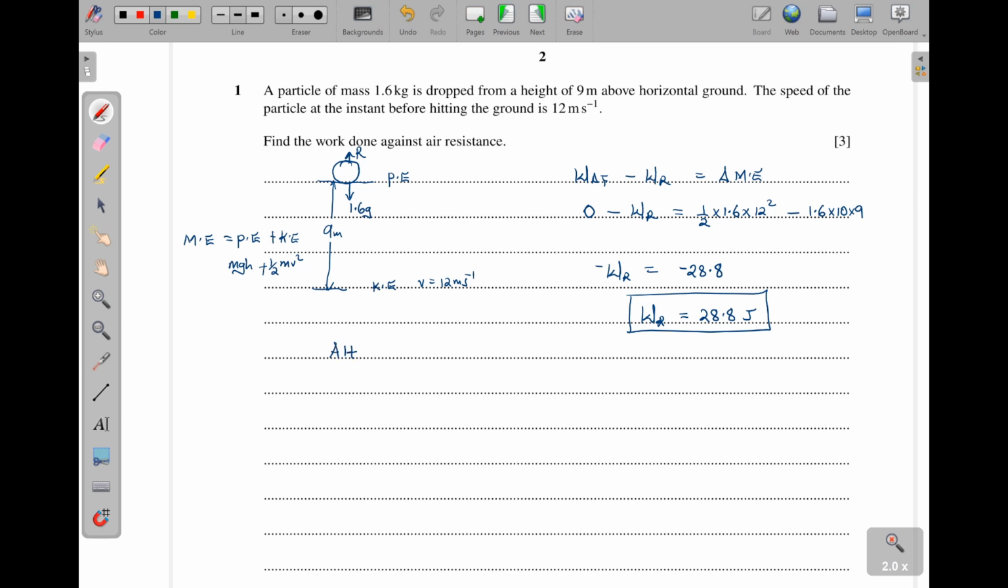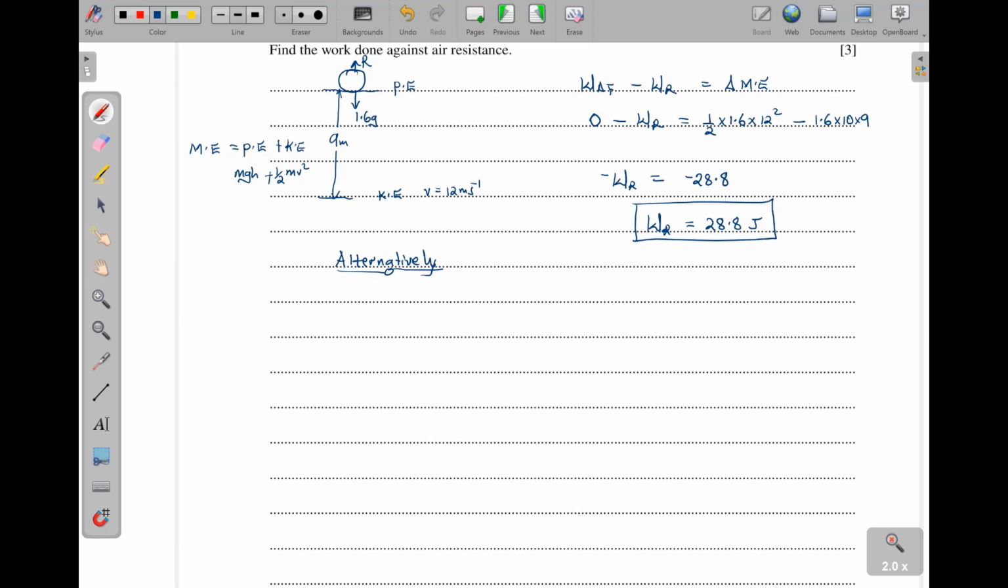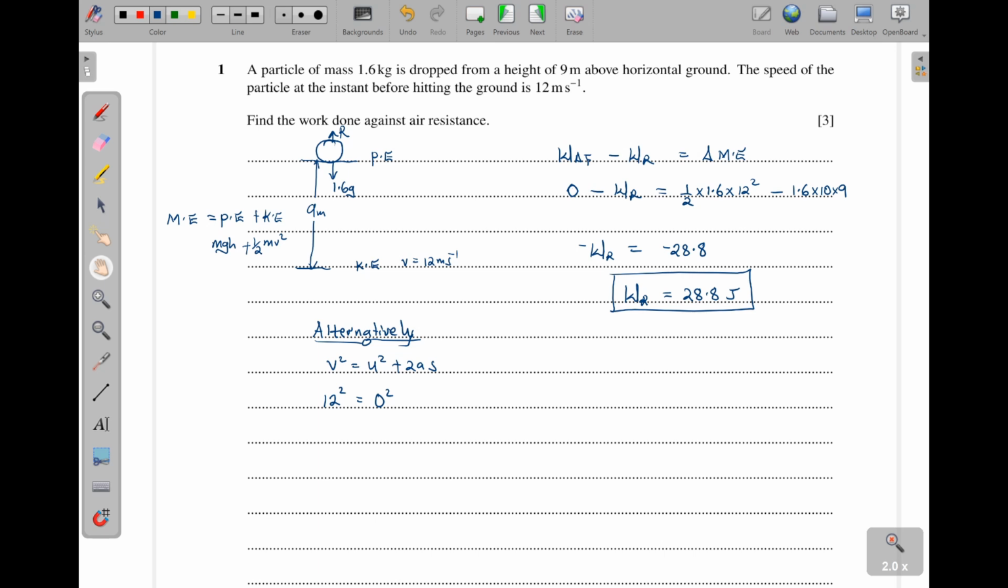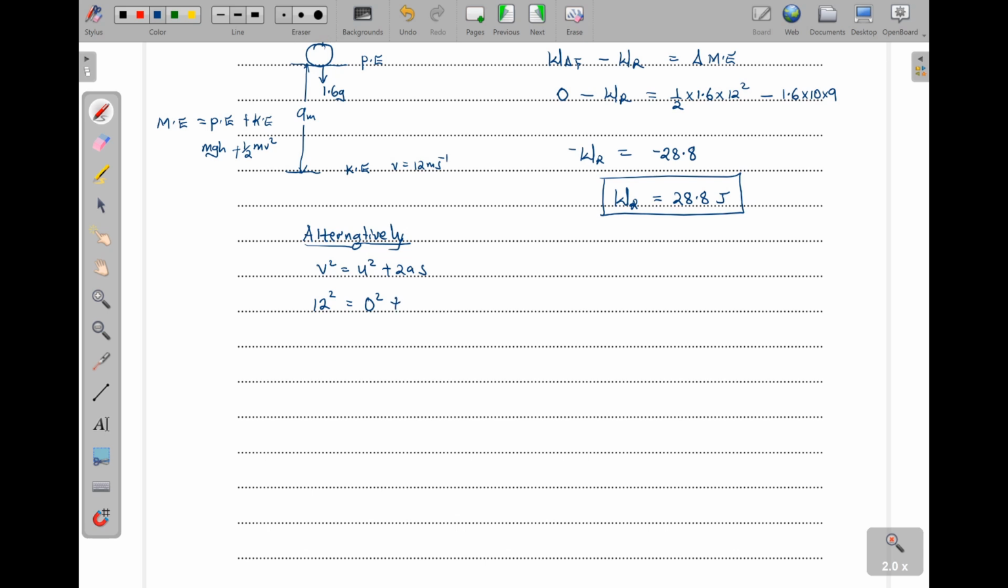Now, this is the alternative approach. Alternatively, I am going to use v squared equals u squared plus 2as. The final speed is 12, so 12 squared. Initial speed is 0 because the particle is just dropped from the height above. Then 2 times the acceleration. Since it is dropping down, we would have used acceleration equal to 10, because it is going down. However, there is resistance to motion.